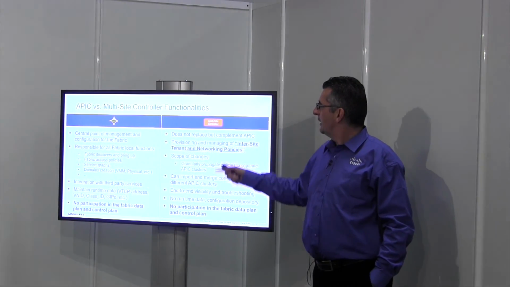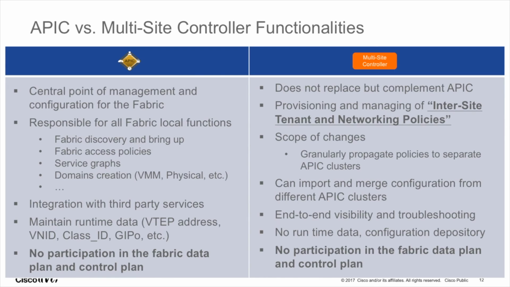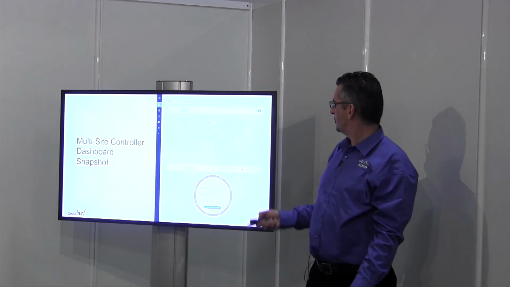For the sake of time, one point is the APIC and the multi-site controller are complementary, right? The multi-site controller is not another APIC. It will never do all the functionality that the APIC does. For example, the day 0 fabric discovery and bring up will be done independently at the different sites. The multi-site controller, as I said, will do these two things, or being able to manage the whole environment from a single point.